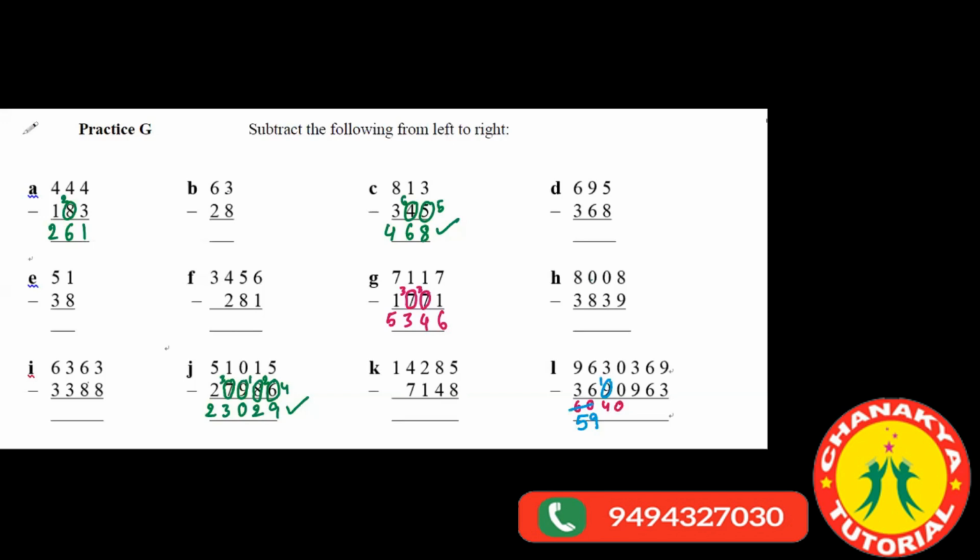Tell me, next place is match or mismatch? Sir, mismatch. Then 40 becomes? 39. Don't forget to reduce this one. After reducing this one, then we have to go for a complement. Okay, sir, 40 minus 1 becomes 39. Then? The complement of 9 is 1. 3 plus 1, 4. Okay. Should we write 4 or any other? Sir, 4 only because next one is match.